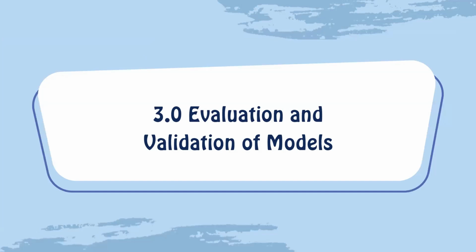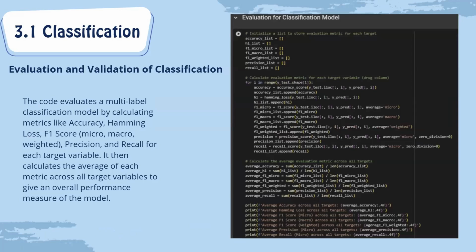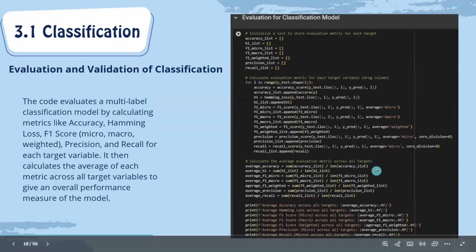So the next part is 3.0, evaluation and validation of models. The first one is classification. The code evaluates a multi-label classification model by calculating metrics like accuracy, Hamming loss, and F1 score, which includes micro, macro, weighted, precision, and recall for each target variable. It then calculates the average of each metric across all target variables to give an overall performance measure of the model. So this is the code for classification.